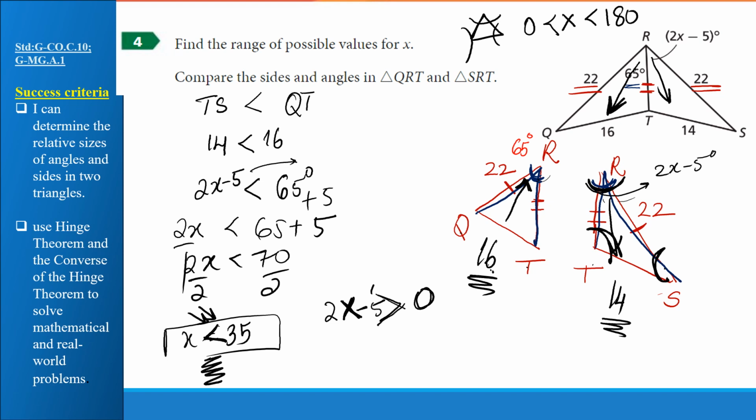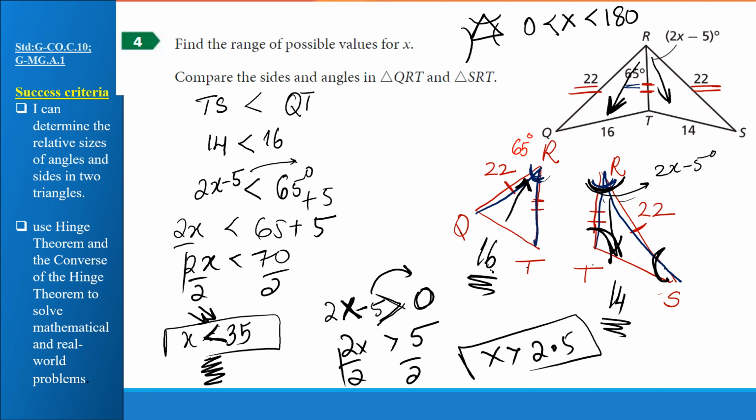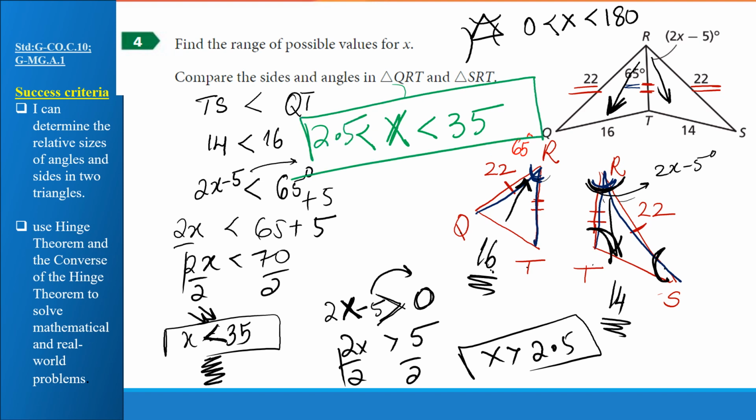Bring the negative 5 on the other side. Negative 5 goes on the other side and gives me positive 5. Divide both sides by the 2 and I will get x is greater than 2.5. So what is the possible range? The possible range is x should be less than 35 whereas greater than 2.5. So this is how I have to explain the whole scenario by using the hinge theorem or the converse of the hinge theorem.